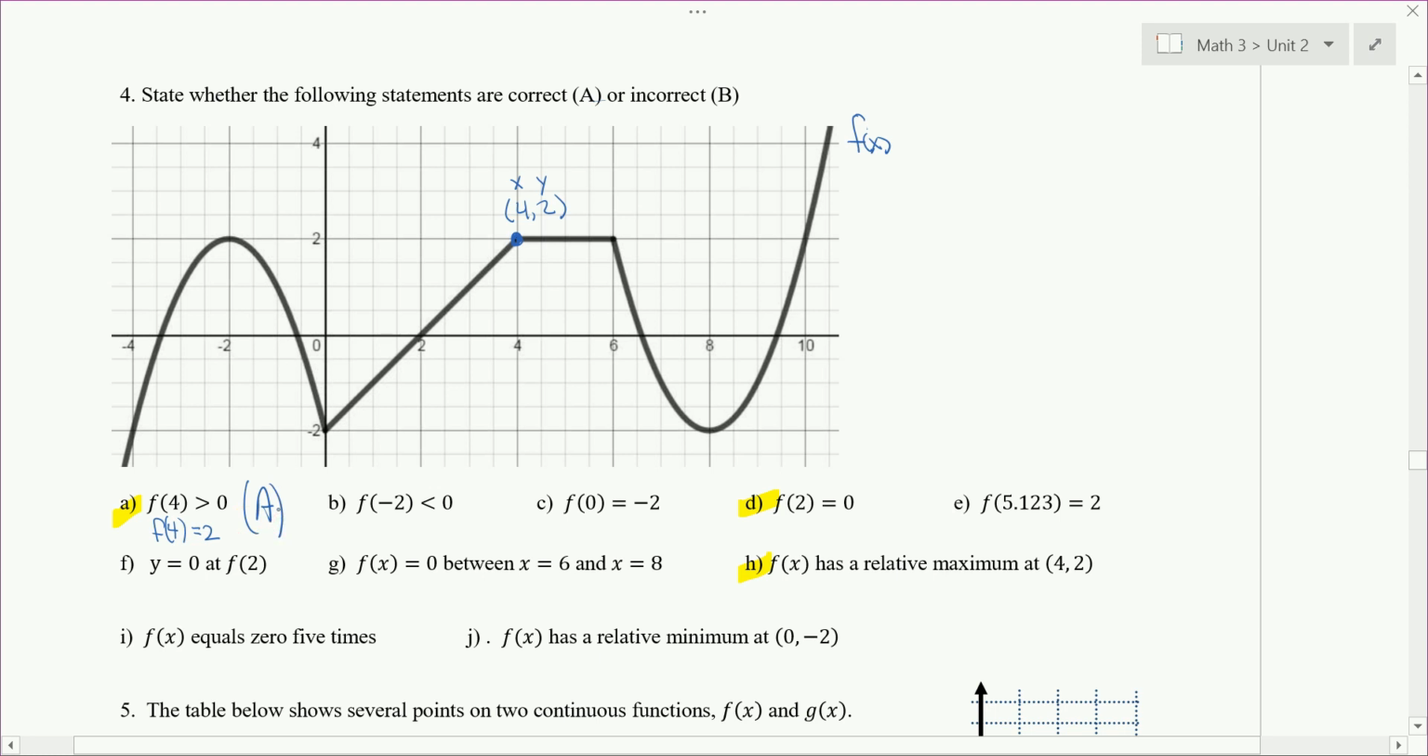Let's skip to part D. It says f of 2 equals 0. F of 2 is, well, the point at x equals 2 is 2, 0. So f of 2 is 0. That's true. So I'm going to put A.